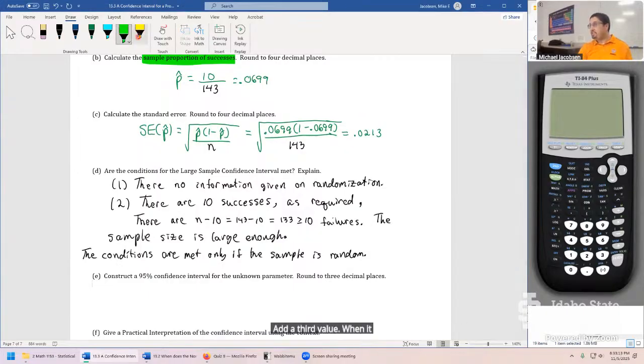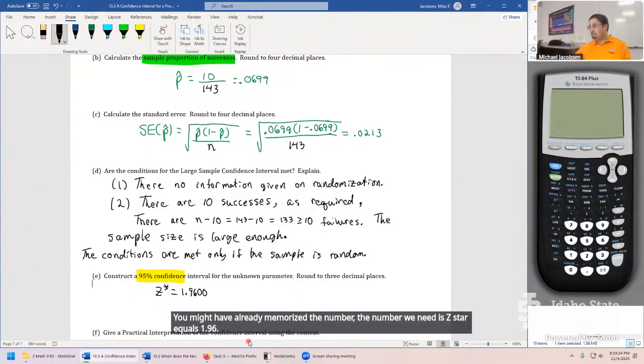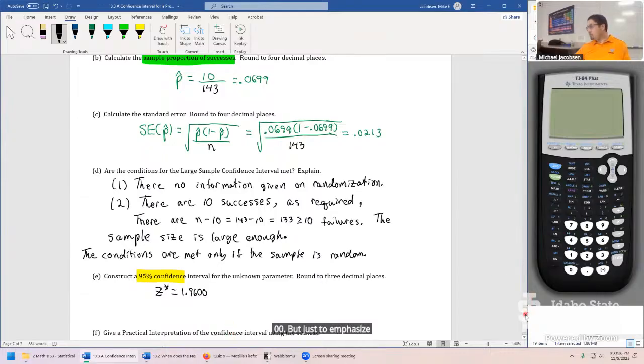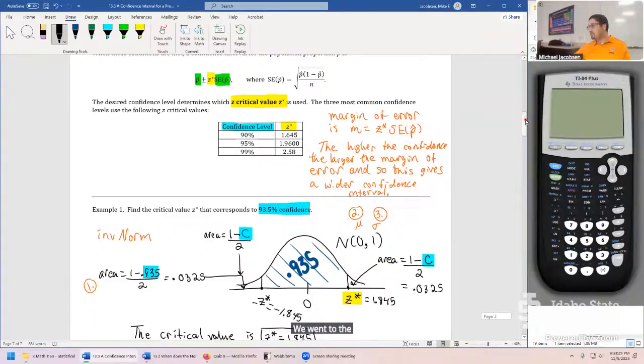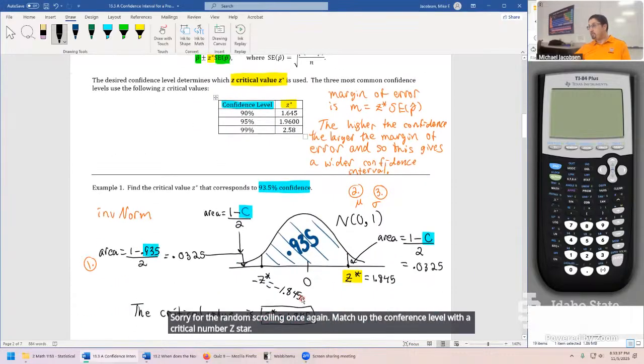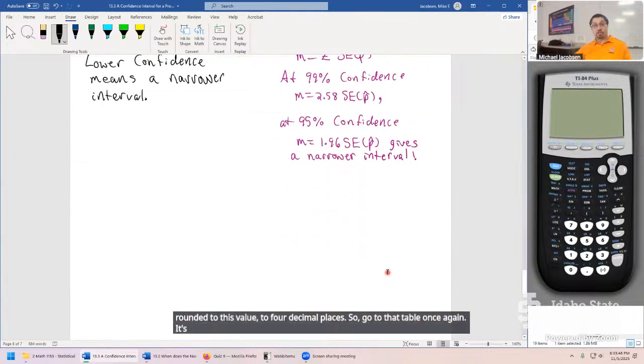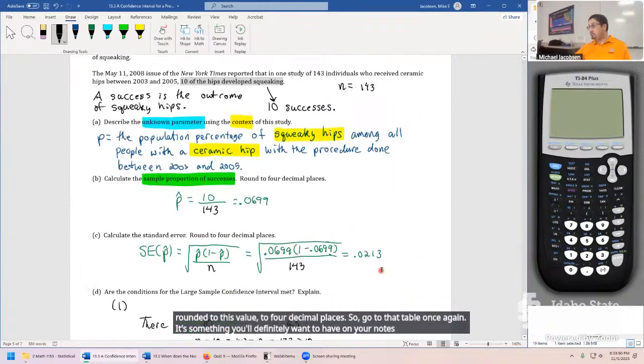When it mentions 95% confidence, you might have already memorized the number. The number we need is z star equals 1.9600. But just to emphasize where we got it, we went to near the top of the notes. Sorry for the random scrolling once again. Match up the confidence level with the critical number z star. You don't have to compute it from scratch, but if you did, you would come out with the same number, rounded to 4 decimal places. So go to that table once again. It's something you'll definitely want to have in your notes when you do exam 3.